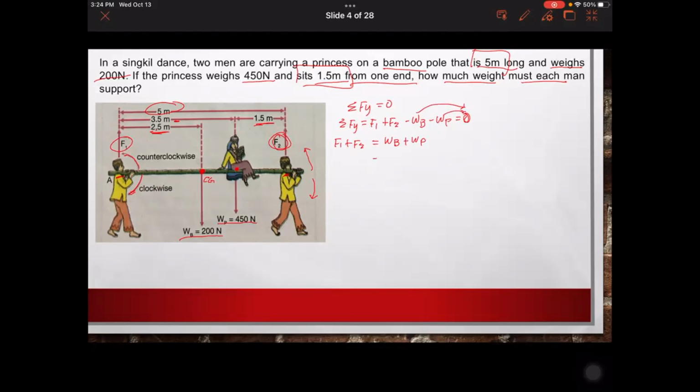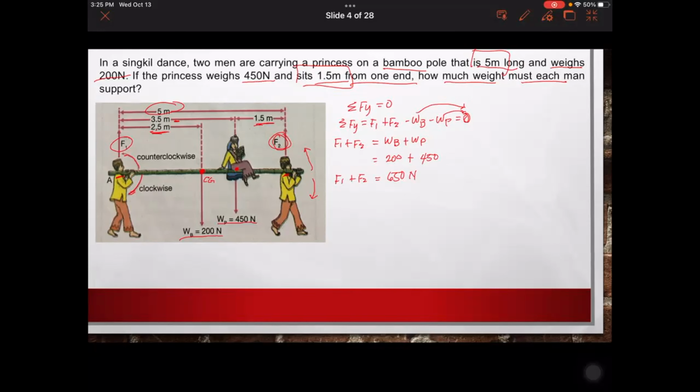Now, what is the weight of the bamboo? The weight of our bamboo is 200 plus the weight of our princess, which is 450. So therefore, F1 plus F2 is equal to 200 plus 450, this will be 650 Newton. So, let's set that aside. So we have F1 plus F2.